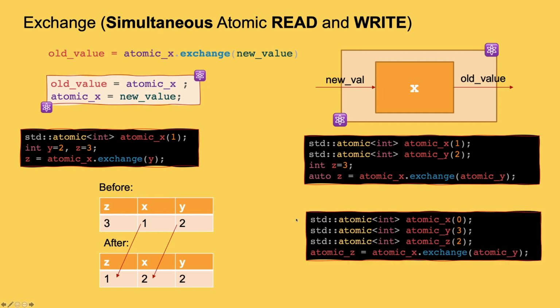Now, what would happen if we also convert z to an atomic variable? So in this case, just like before, first we read the value of y atomically, then we do the exchange with x atomically. The result of exchange would be stored in a temporary variable, and then the final atomic operation would be assigning that temporary variable to z atomically. So in reality, this expression is a combination of three separate atomic operations: reading from y, exchanging with x, and then storing the result of exchange inside z atomically.